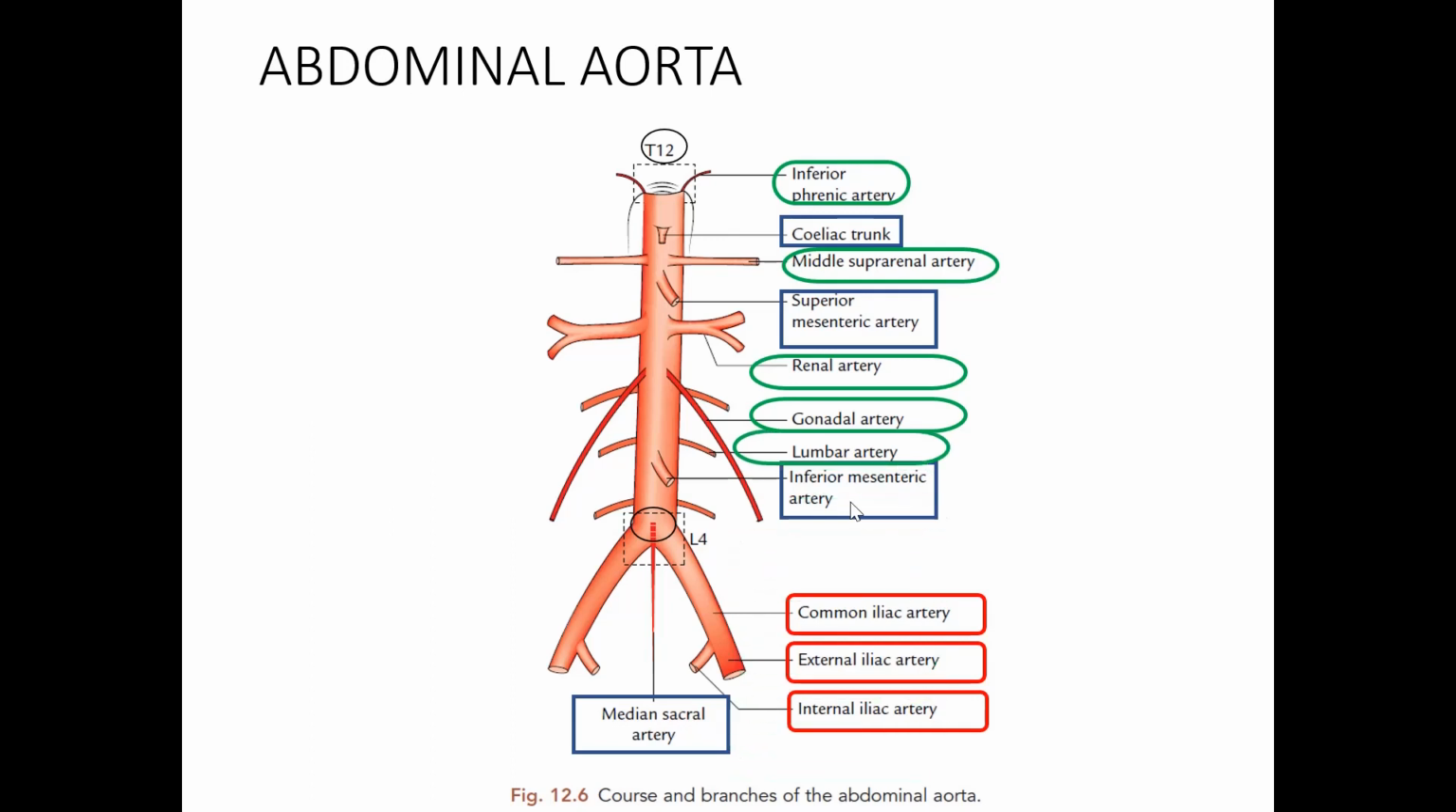The last set of paired arteries here is the lumbar arteries. They actually vary in number. Okay, there are literally 2 to 3 lumbar arteries present, and these are the paired branches. So the paired branches include the inferior phrenic artery, the middle suprarenal artery, the renal artery, the gonadal arteries and the lumbar arteries. On the whole, it is very important to know the branches of the abdominal aorta, and further details of the branches of the aorta will be discussed in the upcoming videos. Thank you.